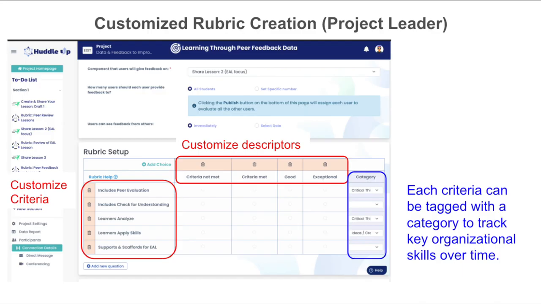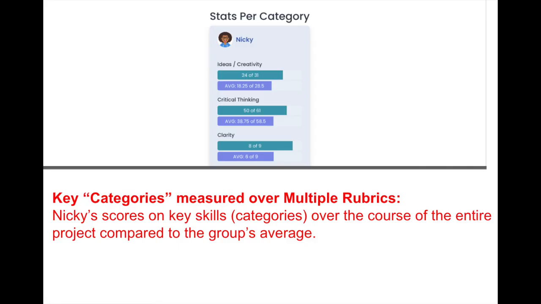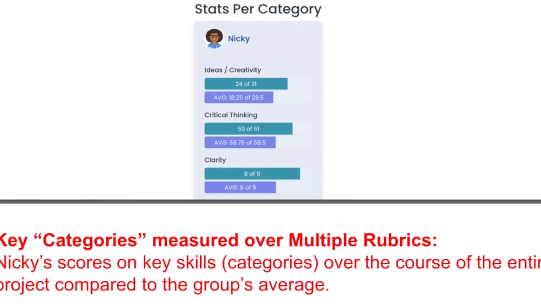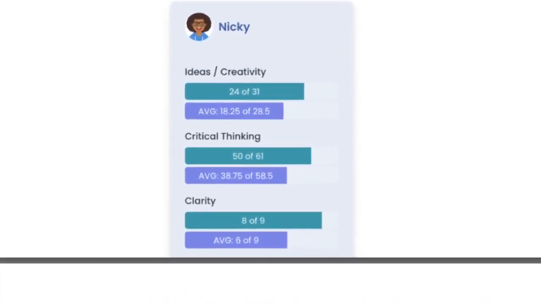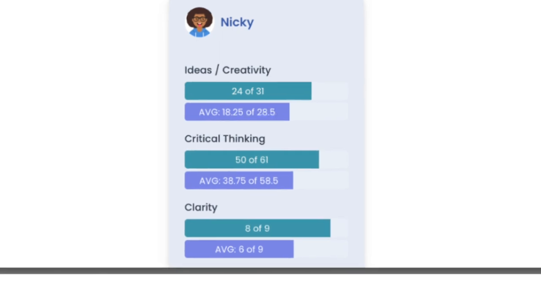This process can be completed over multiple rubrics, and the scores from each assigned category are compiled to give each learner a deeper perspective into how effectively they are meeting the organizational goals with the solutions they are sharing. In this particular example, it allows a user like Nikki to see that she is exceeding the group's average in terms of the 3 categories measured throughout this project: ideas and creativity, critical thinking, and the clarity of her communication.